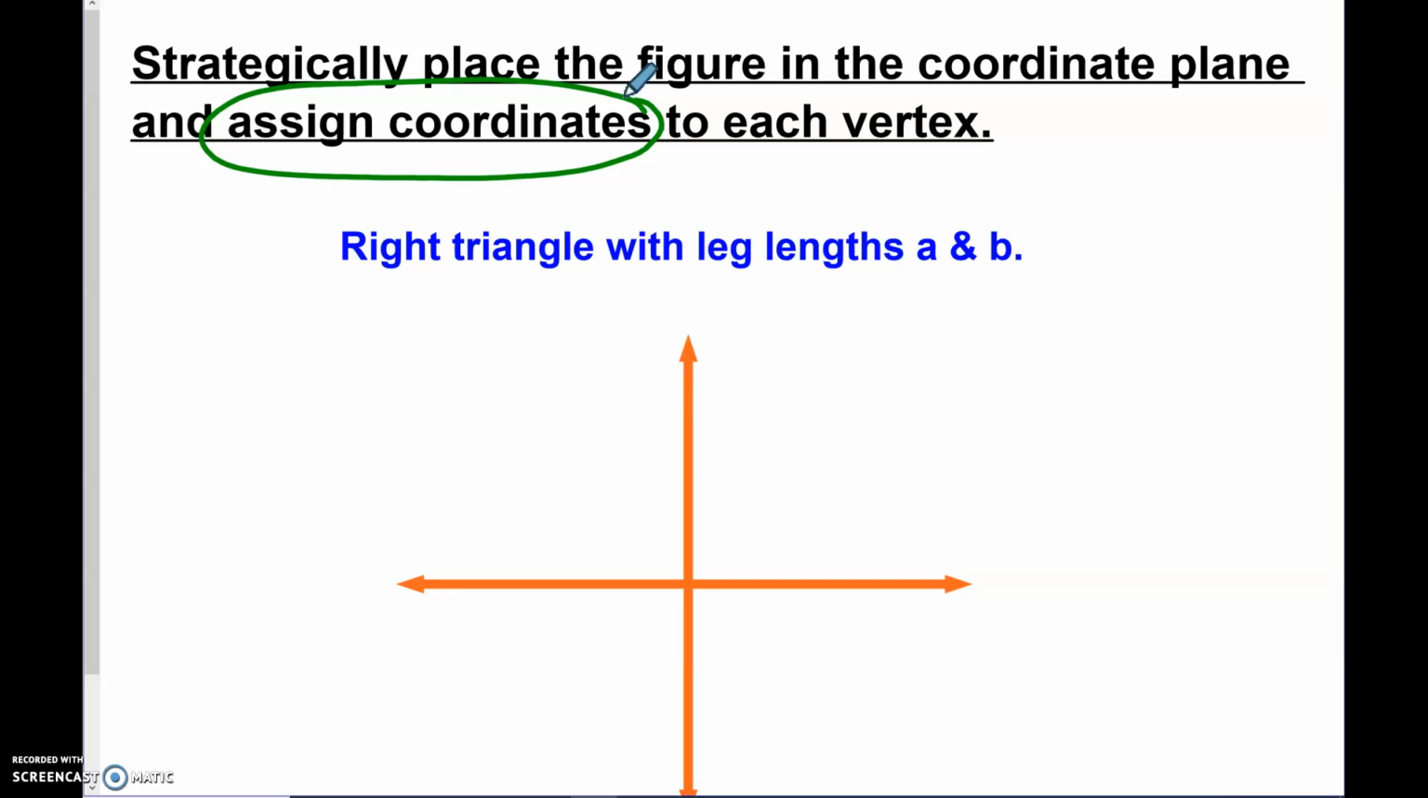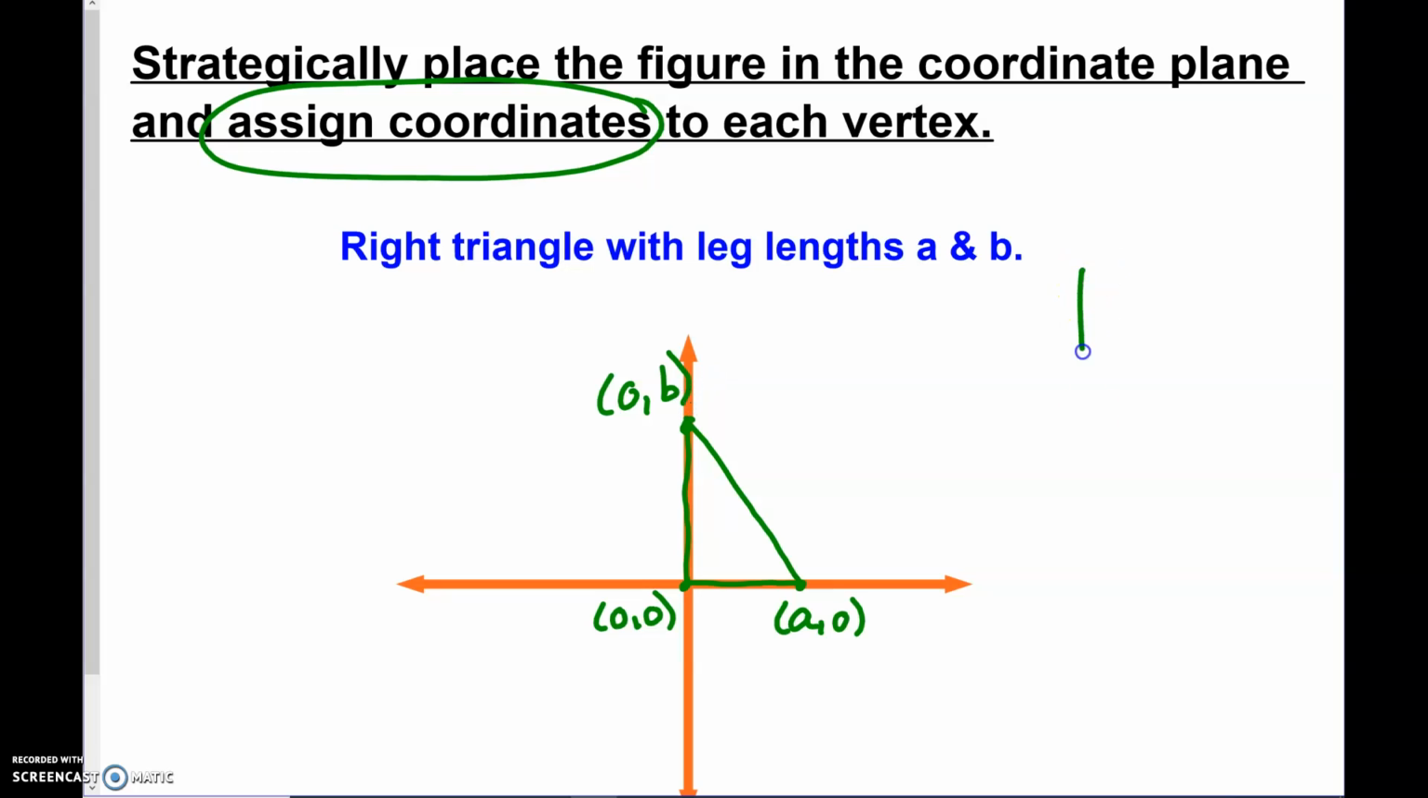All right, right triangle. If I'm going to do a right triangle, I want to use this vertex as my right angle. Now they want us to assign everything, so I'm going to call this 0, 0. And they say that we're going to have lengths A and B. So I am just going to call this over A, 0. And this one's not over anything, but it will be up B.